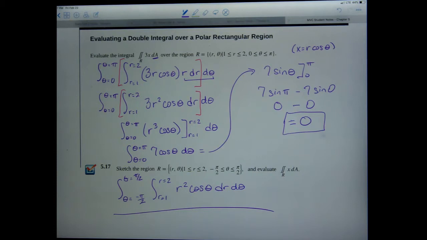Okay? How are we doing? Good on setting it up. Theta's first, r's second. Changing x to r cosine theta. Remembering r dr d theta. Turn the page.